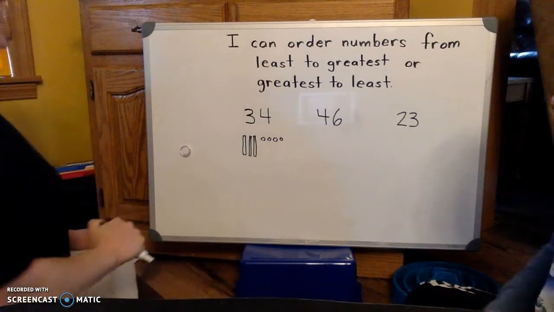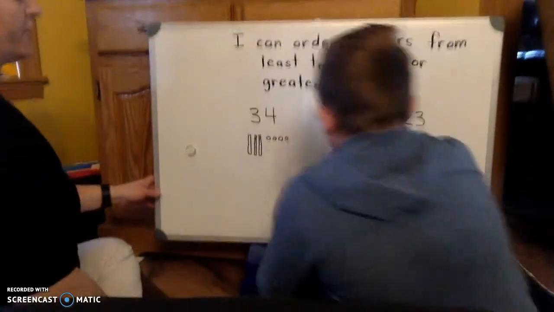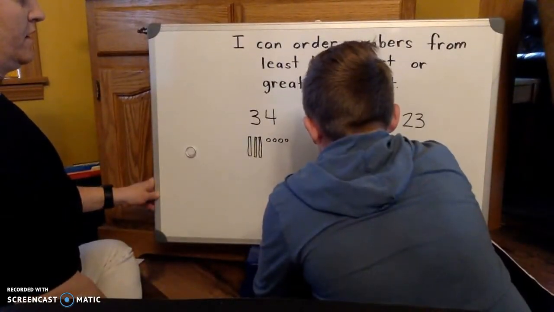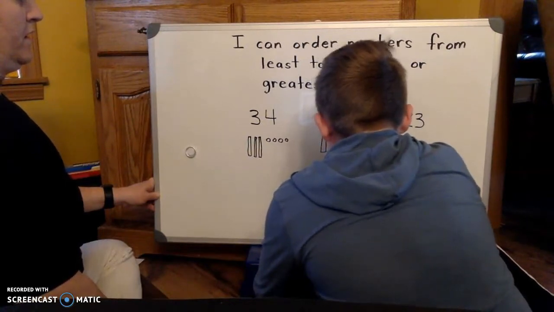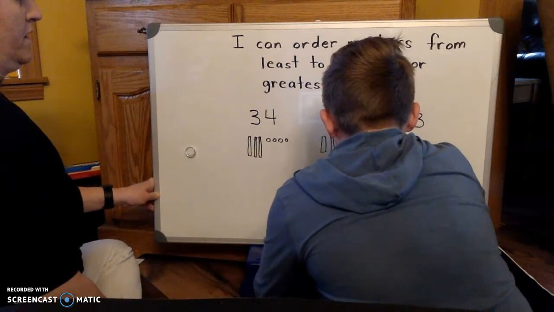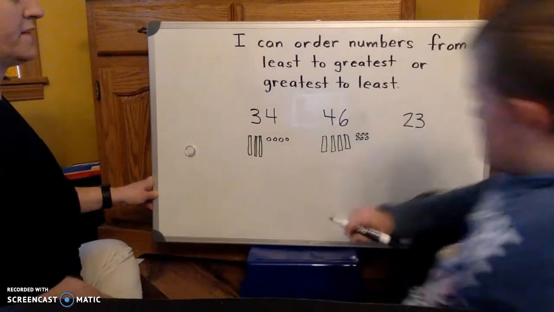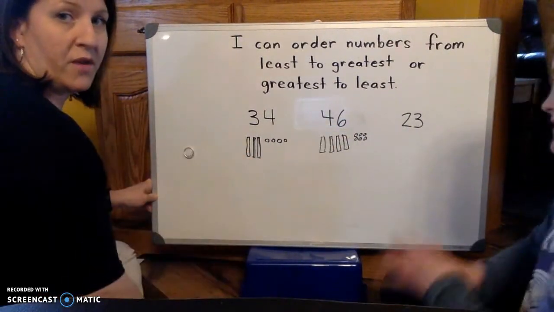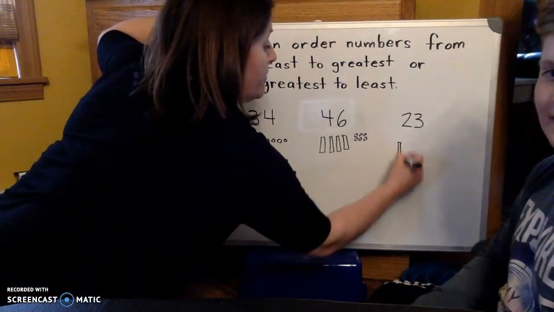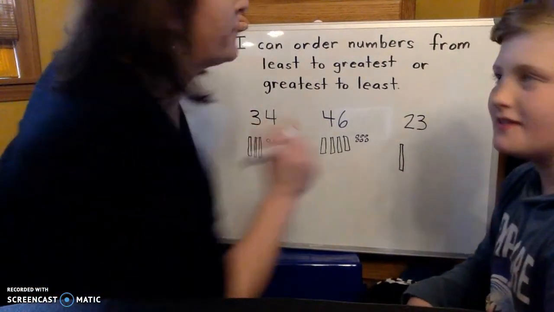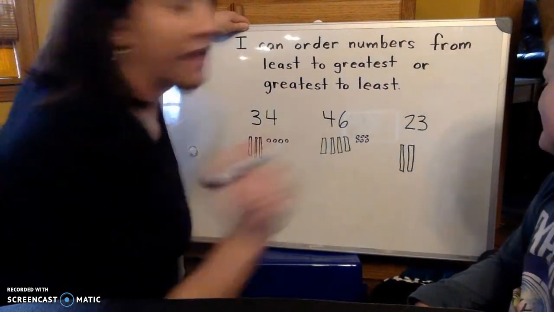Over here, we have the number 46. He's going to draw 46 for us. He did something so smart. He did 3 and 3, so you can see right away that that's 6. All right, and 23 has how many tens? Yep, that's right, 2 tens. And how many ones? Yes, 3 ones.